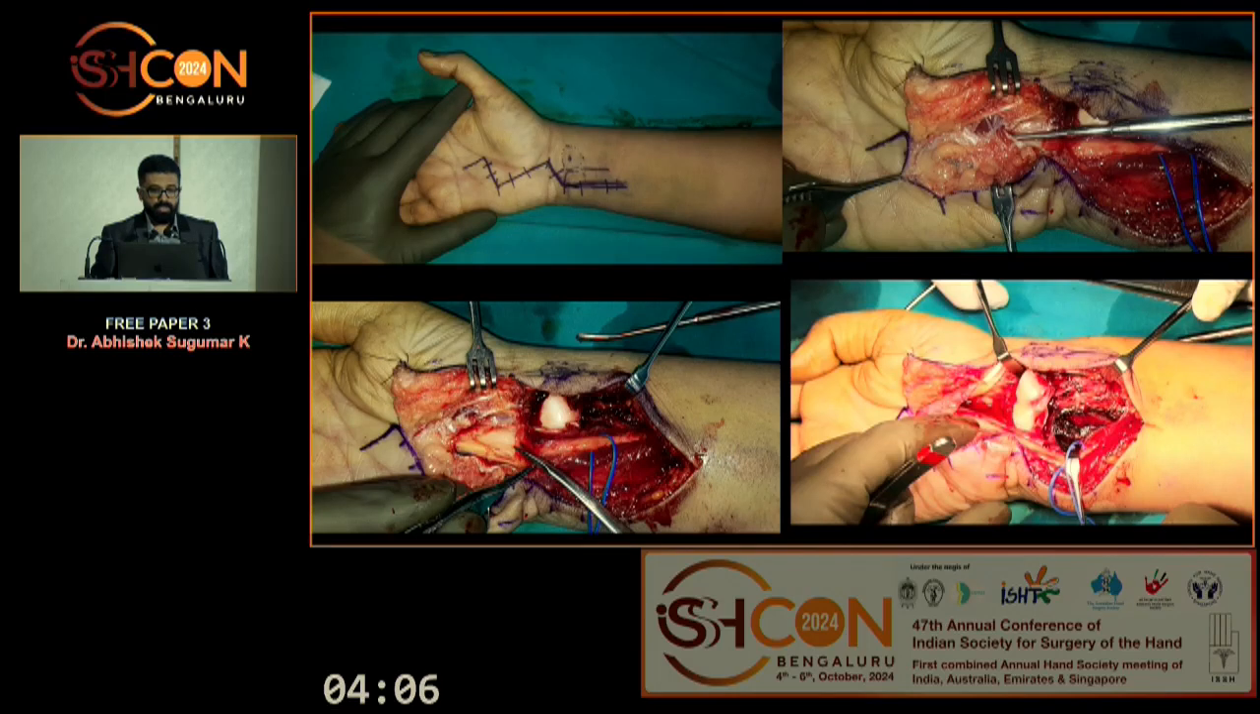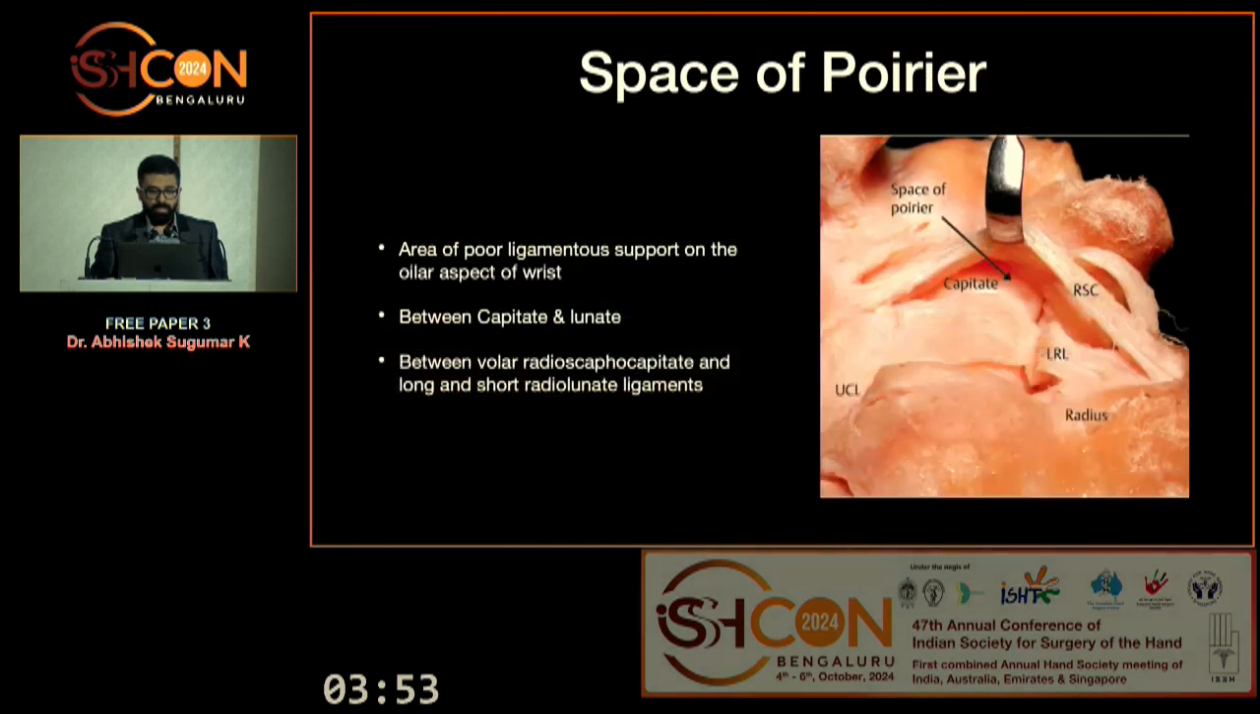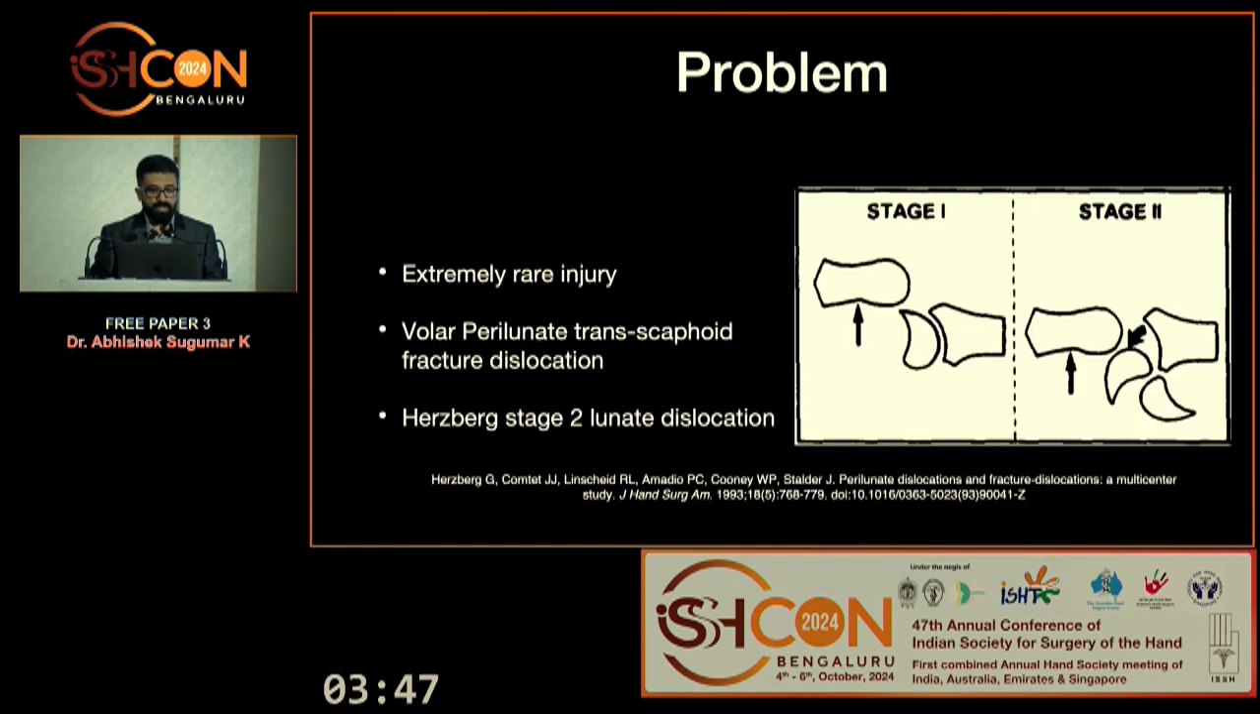The plan was an extended carpal tunnel approach, release of the carpal tunnel, neurolysis of the median nerve, the long flexors of the fingers retracted medially, FPL retracted radially, and the scapholunate block reduced back through the space of Poirier, which is the space between the radioscaphocapitate and long and short radiolunate ligaments. This is an extremely rare injury, the Herzenberg stage 2 lunate dislocation.